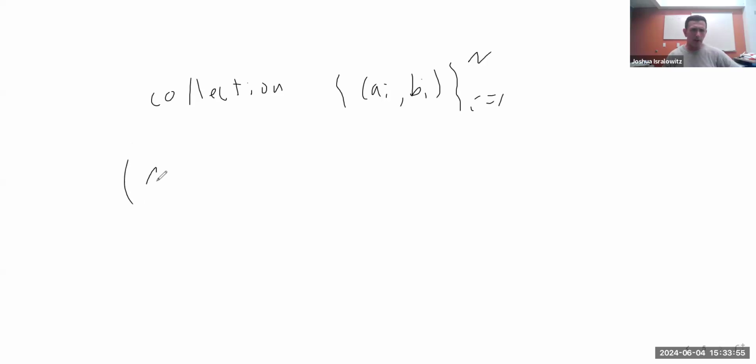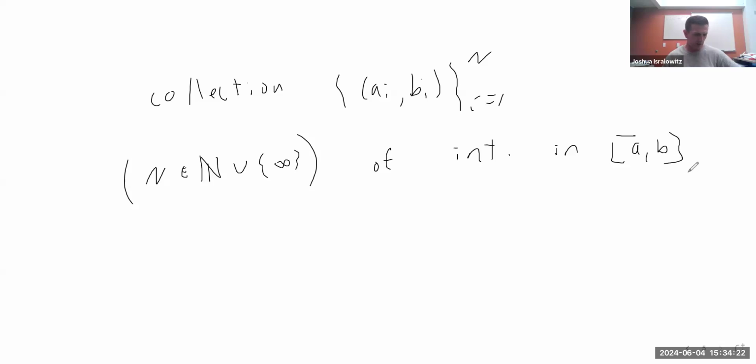And here N can be either, so this is slightly different than the book's definition, but basically in a homework, the book proves that it's equivalent to this. So N could be either a positive integer or it could be infinity. Either way, there's a collection of intervals in [a, b] with the property that this is small.